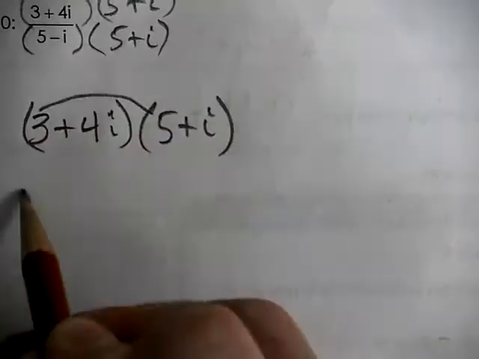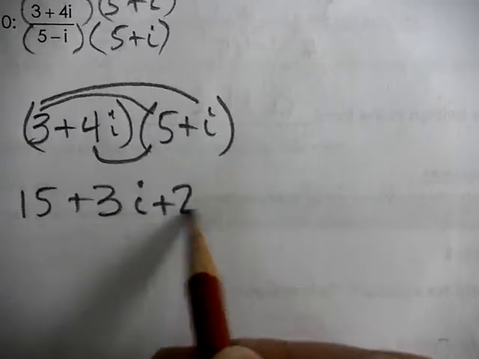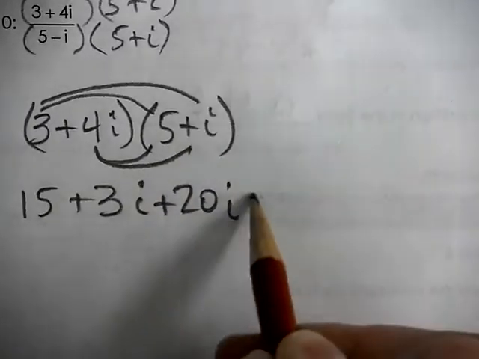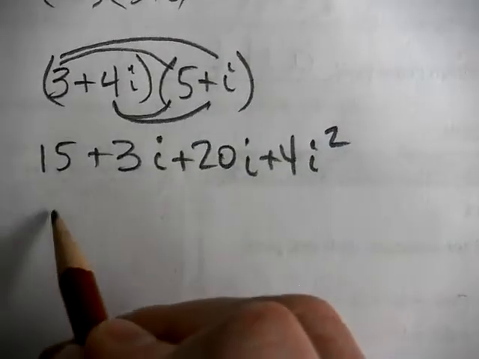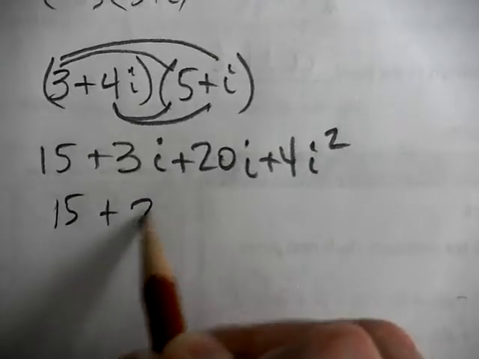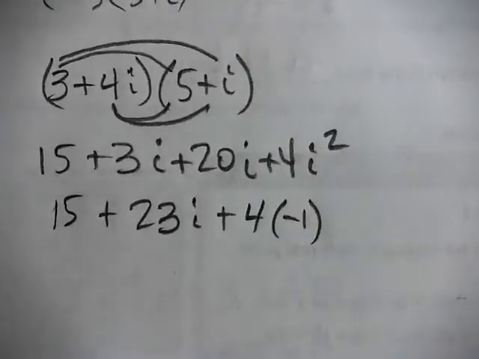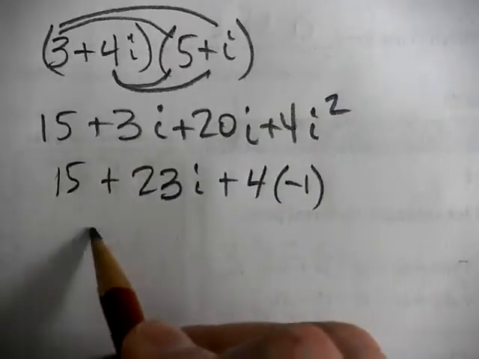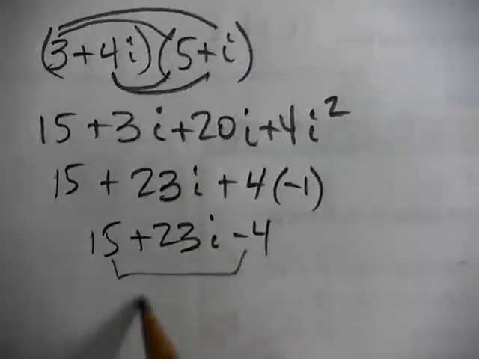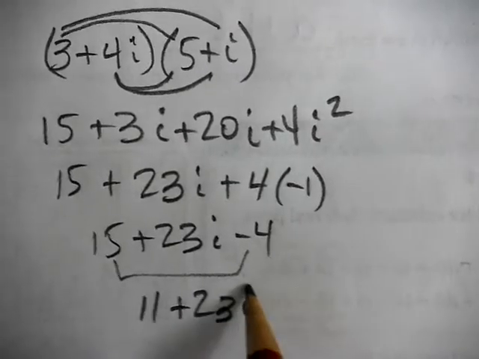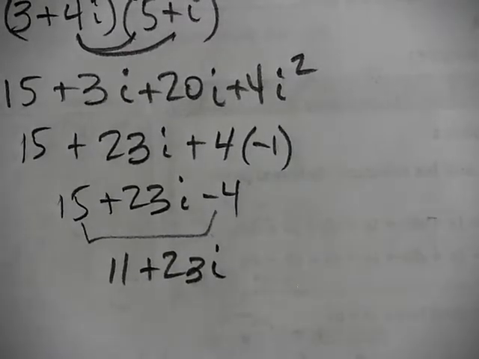Okay, so I'm going to get 15 plus 3i plus 20i plus 4i squared. Well, I know that that's 15 plus 23i plus 4 times negative 1. That's 15 plus 23i minus 4, and together that makes 11. So it's 11 plus 23i. That's what the numerator is.